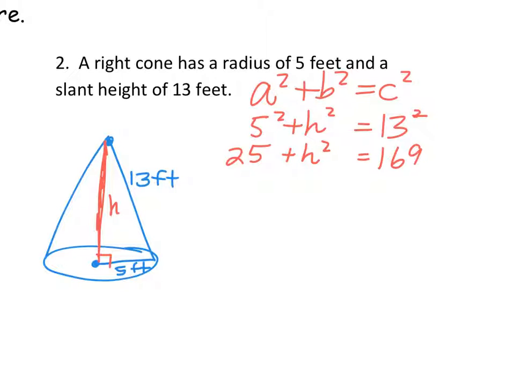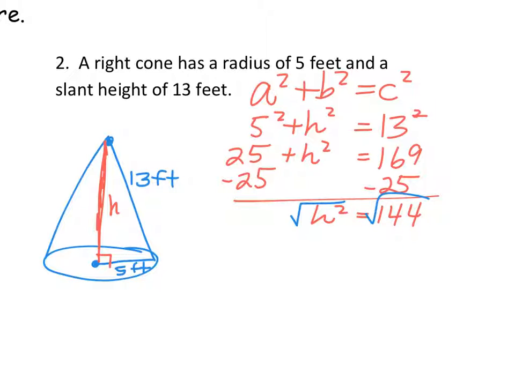Before you can take the square root, you have to subtract 25. So the height squared is equal to 144. How do you get rid of the squared? We've done this so many times. Root. So the height is what? 12. 12 feet.